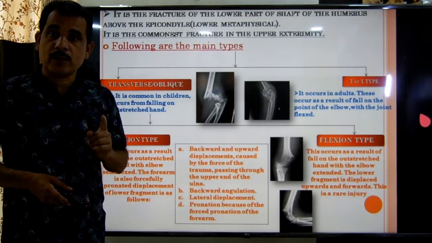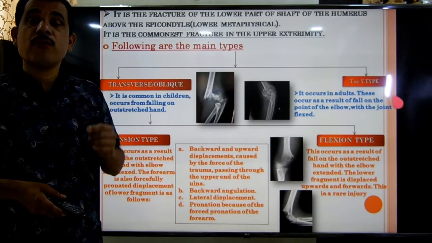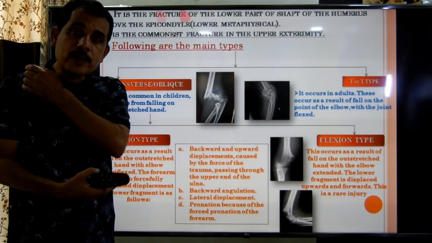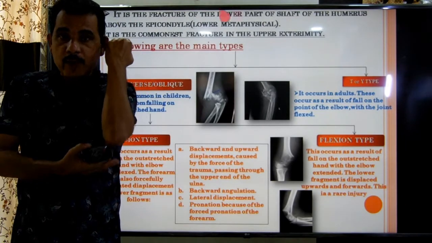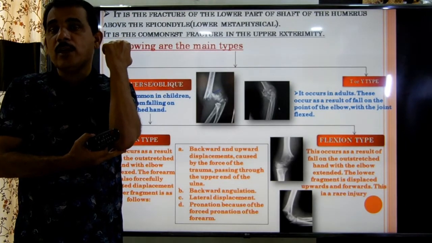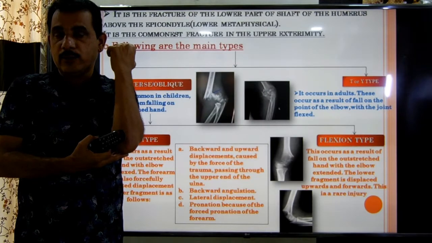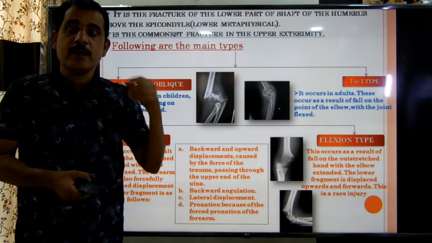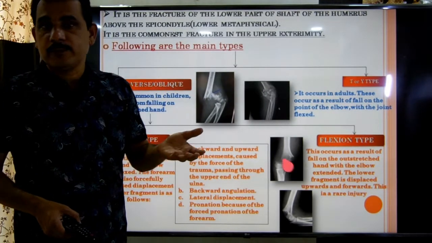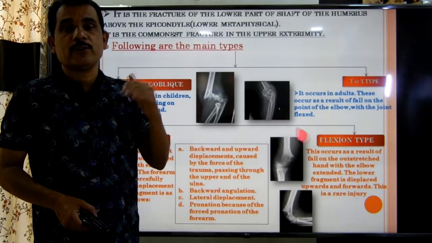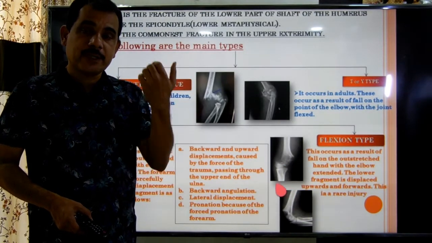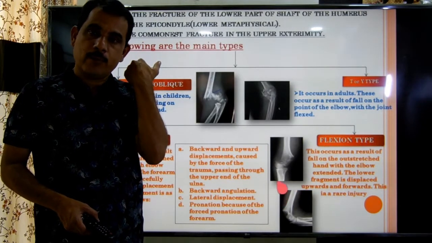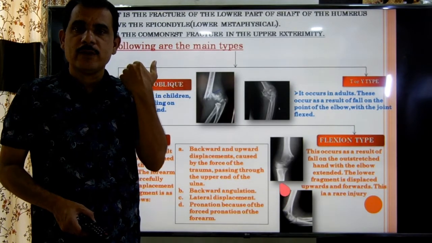This occurs in the adult, and it occurs from falling on the point of the elbow, a direct trauma to the humerus. Here, either the olecranon will fracture the humerus, or the humerus will fracture the olecranon. This is dependent upon the degree of flexion of the elbow.